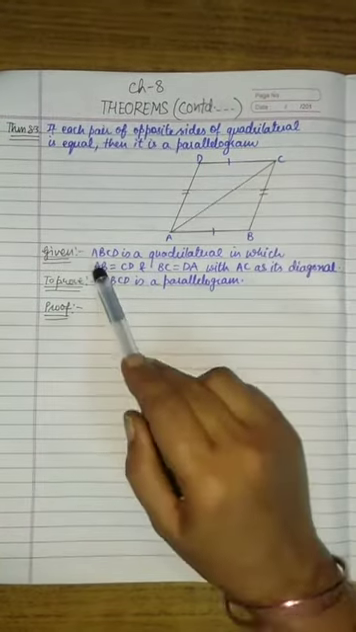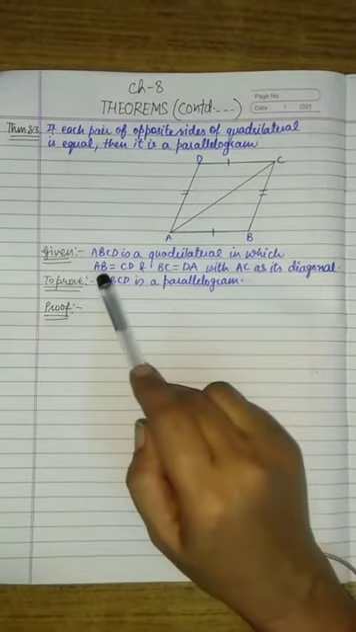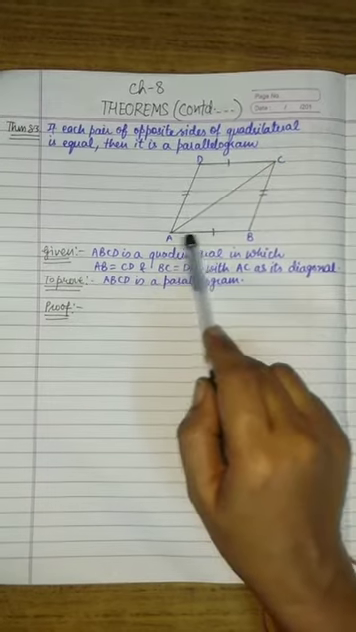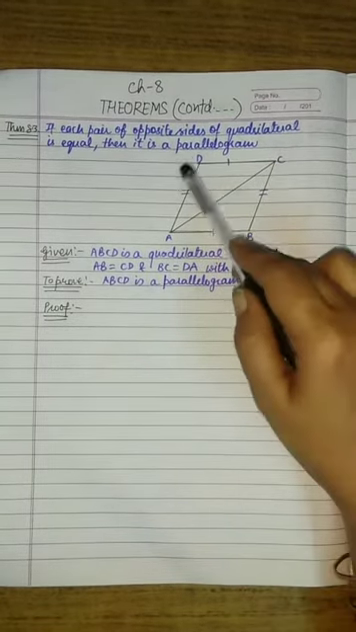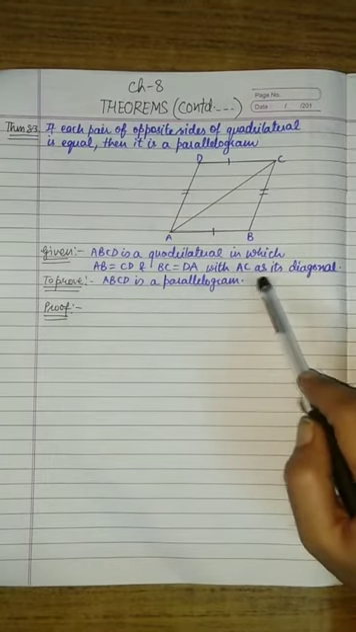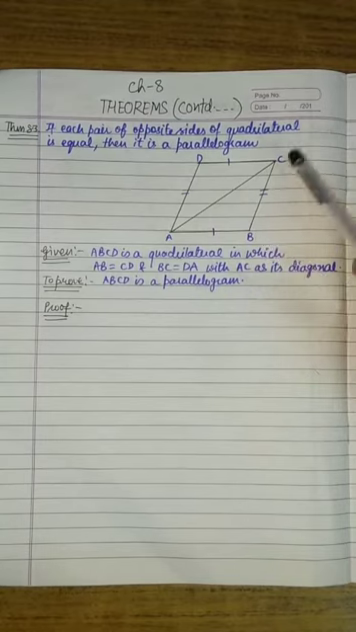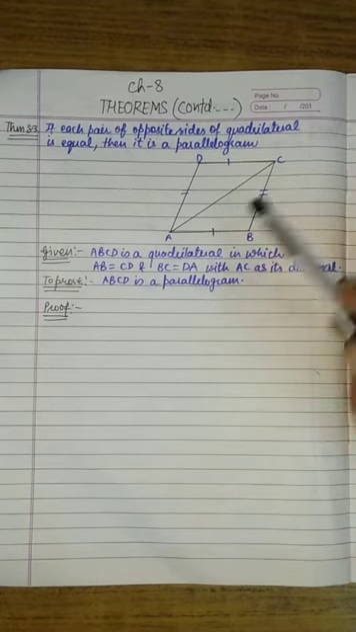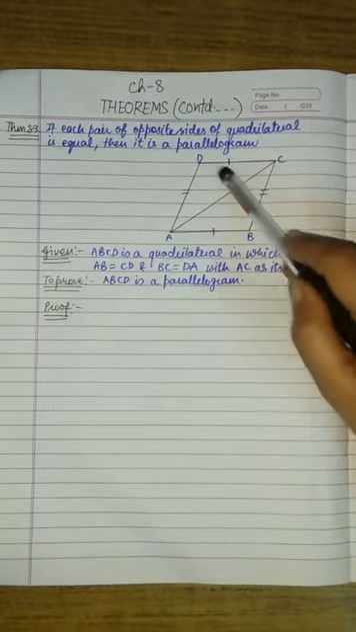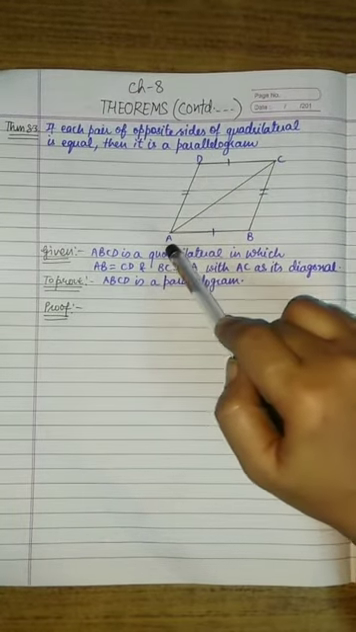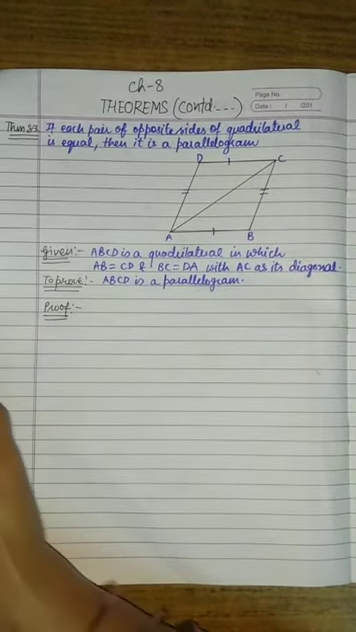So, given ABCD is a quadrilateral in which AB is equal to CD, means this side AB is equal to CD, and side BC is equal to DA, with AC as its diagonal. AC is the diagonal of quadrilateral ABCD. Now we have to prove that it is a parallelogram. So we will take these two triangles, that is triangle ABC and CDA. So let's start the proof.